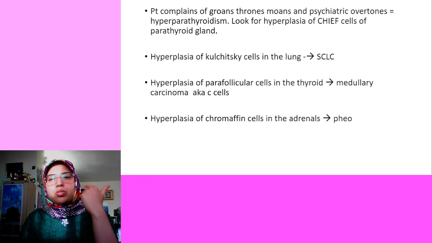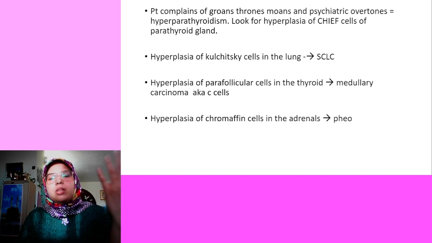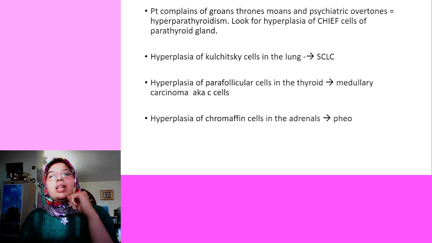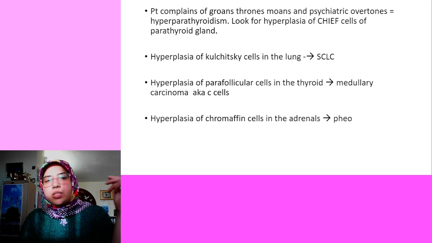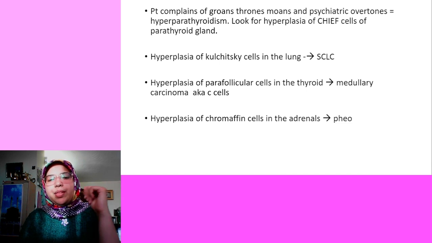Patient complains of groans, thrones, moans, psychiatric overtones. We said that is hyperparathyroidism. You want to look for hyperplasia of what type of cells? Chief cells of the parathyroid gland. Hyperplasia of Kulchitsky cells, if you get asked, that is in the lung, that is a sign of small cell lung cancer. Hyperplasia of parafollicular cells in the thyroid, that is medullary carcinoma. Chief cells in the parathyroid is hyperparathyroidism.